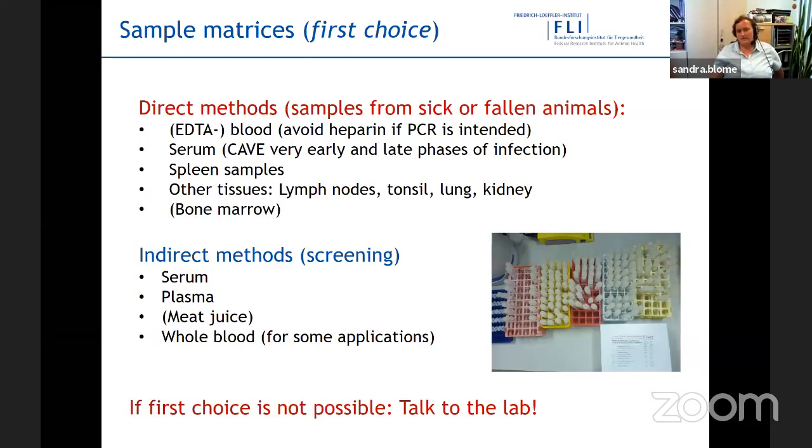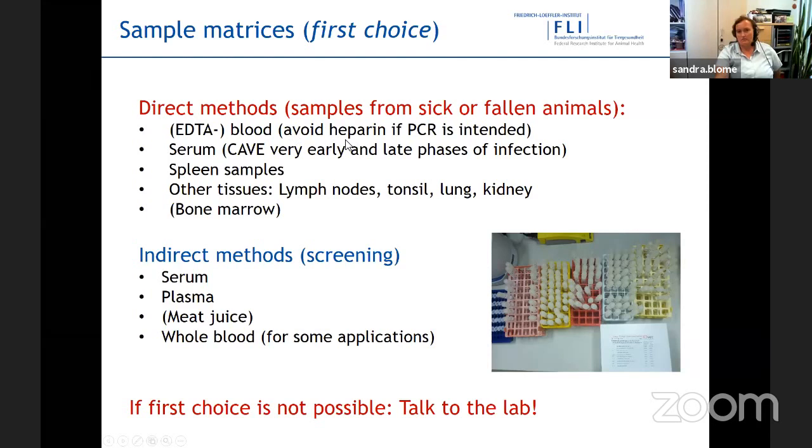There's also a possibility to use serum. I will come back to this later. We have to be very careful because in the very early and late phases of infection, serum is much less suitable than EDTA blood. The genome load is low in these cases.